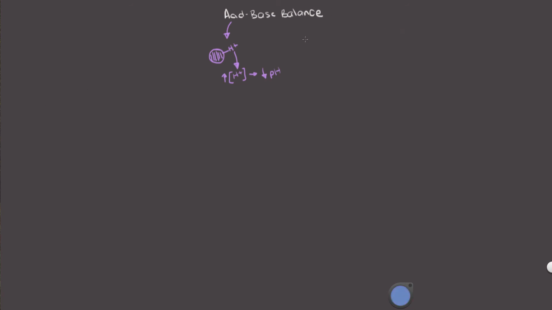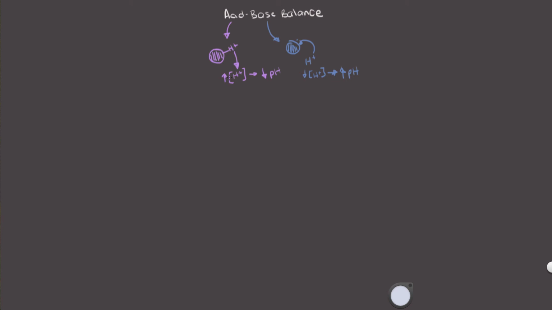A base is the opposite of this. A base is a substance, or a compound, that will accept a hydrogen ion. So we have a compound that generally will have a negative charge that can accept a hydrogen ion out of solution. What happens is this hydrogen ion leaves the solution and binds to this compound, and as a result, we see a decrease in hydrogen ion concentration in that solution because that hydrogen ion is now bound to this compound. So we see a decrease in hydrogen ion concentration, which is going to lead to an increase in pH, which is going to make the person more basic.